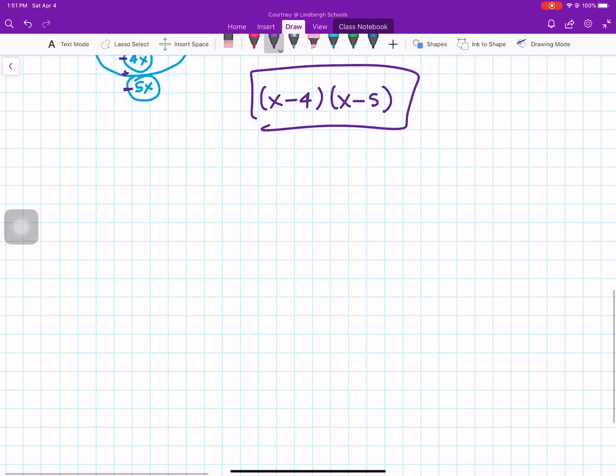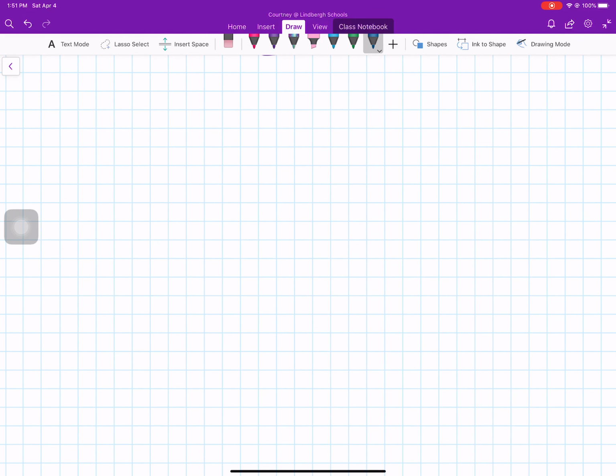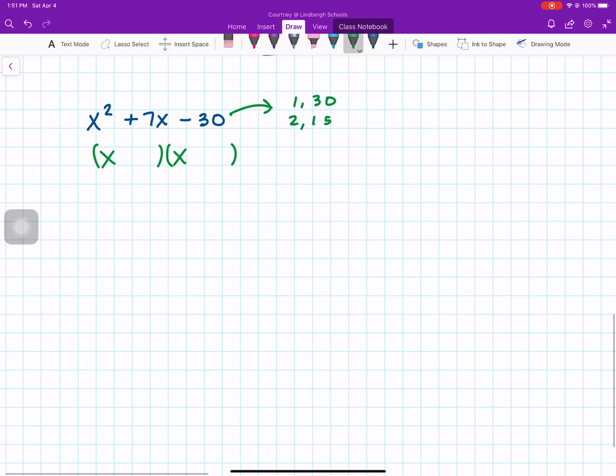Let's tackle a couple where you're going to have opposite signs. How about x squared plus 7x minus 30? Again, since our leading coefficient is 1, we know that our first terms are going to be x and x. Now look to the 30. Your numbers that multiply to 30 are 1 and 30, 2 and 15, or 3 and 10. Now notice this is a negative 30, which means when I multiply to get a negative 30, one number has to be positive and one has to be negative.